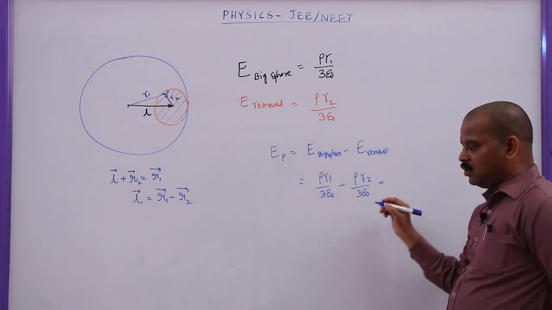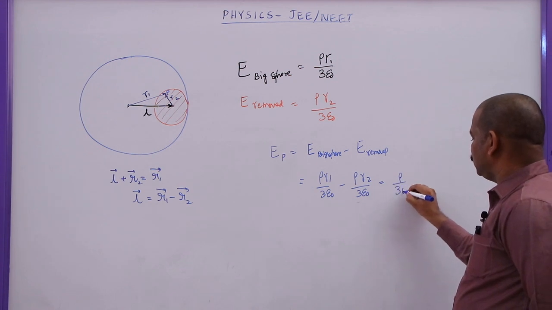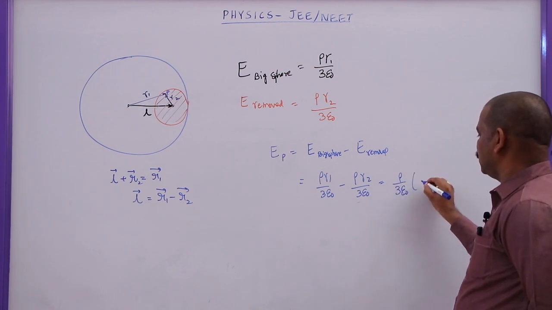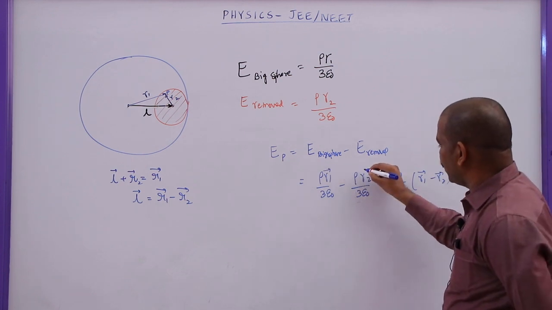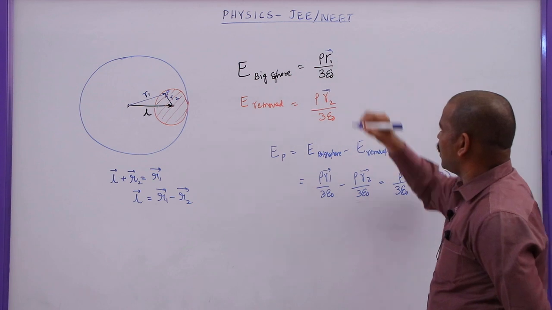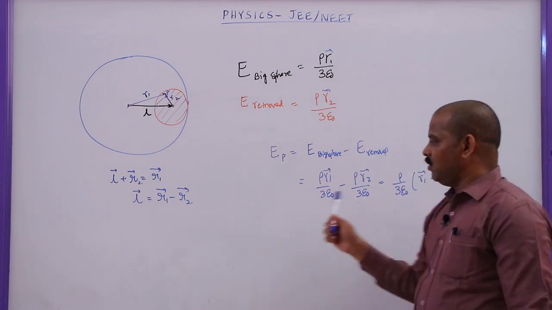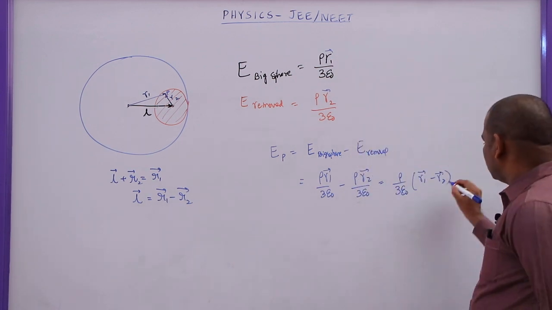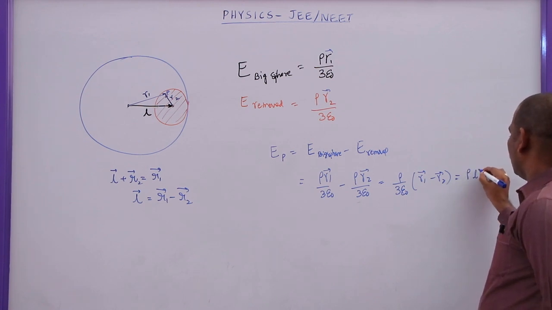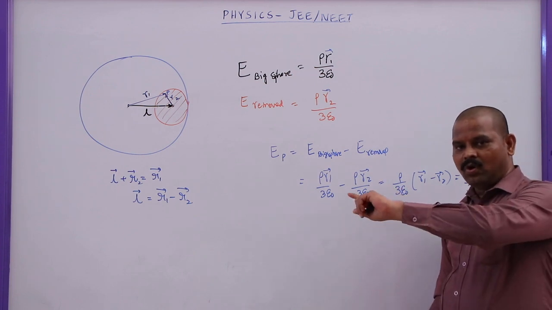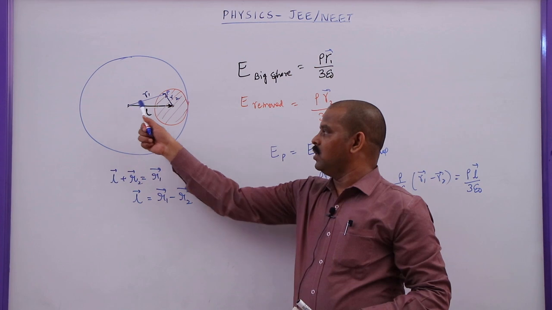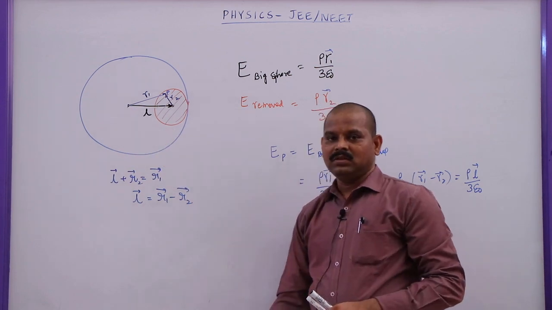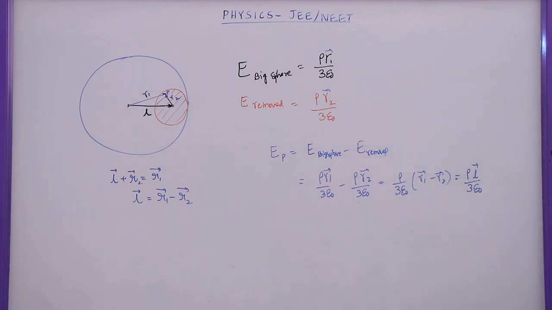Here rho by 3 epsilon naught is constant. The remaining terms are r1 bar minus r2 bar. If you write in vector form, you get r1 bar minus r2 bar. We know that r1 bar minus r2 bar is equal to L bar, so the resultant will be rho L bar by 3 epsilon naught. That means even if you don't know the distance between point P and the center, if you know the distance between these two centers, then you can write this as rho L bar by 3 epsilon naught.